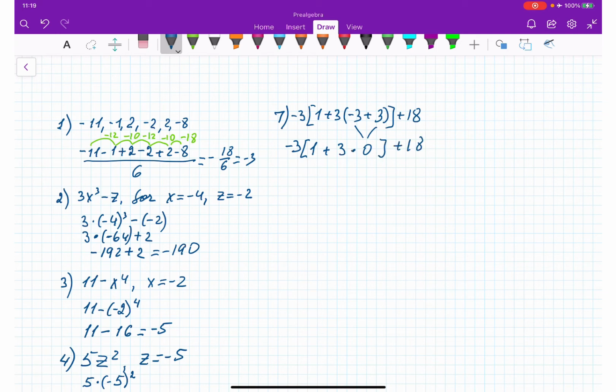Plus 18. Next, 3 times 0, it's multiplication. Because we have square brackets, we have to clear the square brackets now. It's going to be 0. 1 plus 0. Negative 3 plus 18. Next, we get negative 3 times 1 plus 18. This is going to be negative 3 plus 18. And the result is 15. All right?